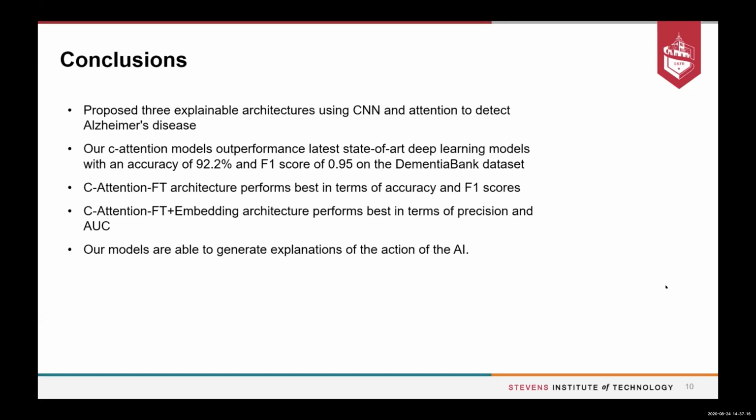At the same time, our models are able to generate explanations of the actions of the AI by using attention layers and a 1D CNN layer to capture explanations at 2 levels, one at the intra-feature level and the other at the inter-feature class level.